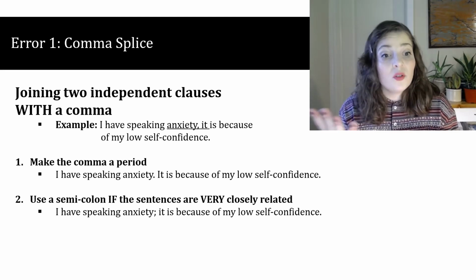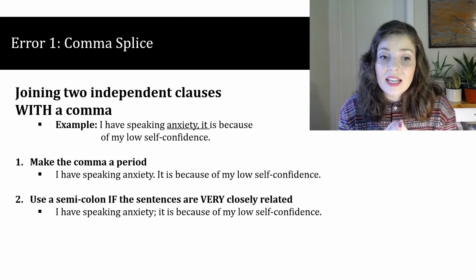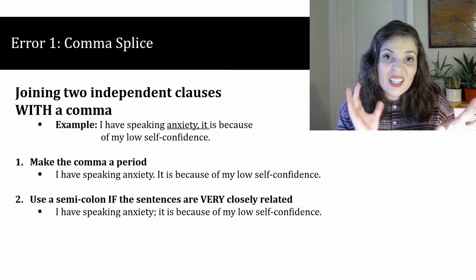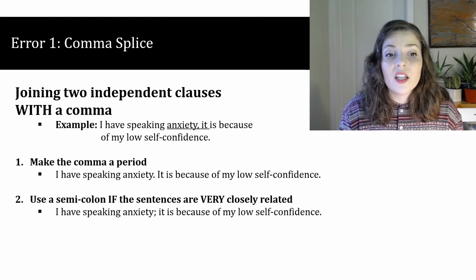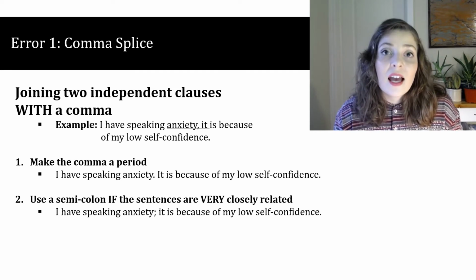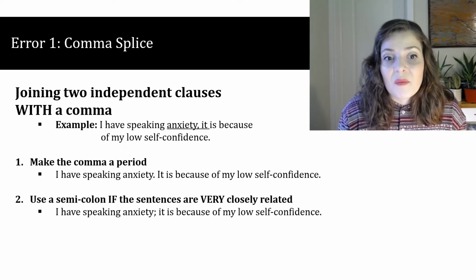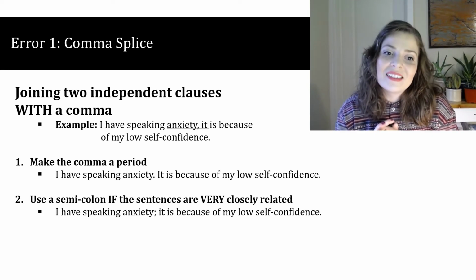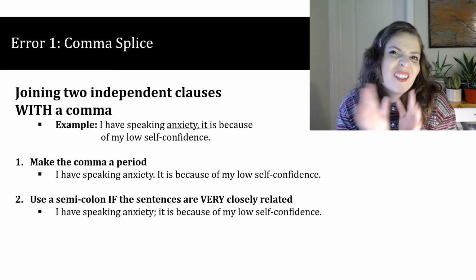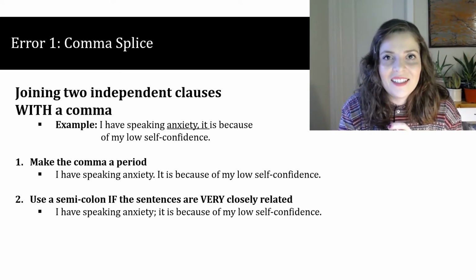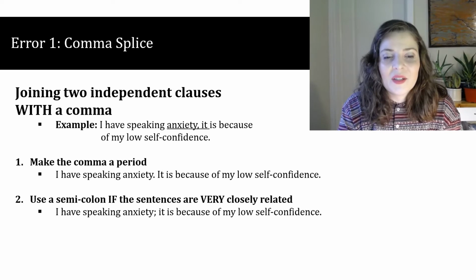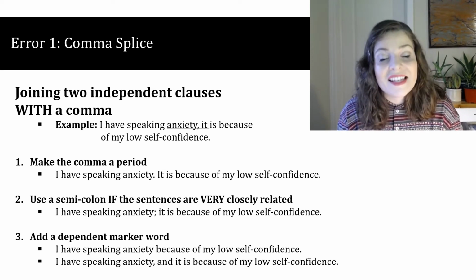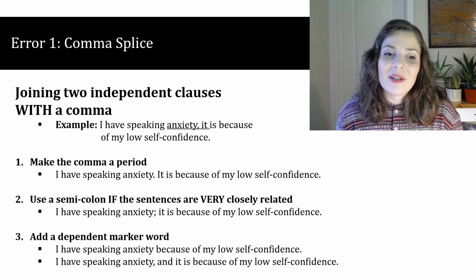So for example, you could say, I have speaking anxiety, semicolon, it is because of my low self-confidence. Because those sentences are pretty closely related, that works. You wouldn't want to say something like, I have speaking anxiety. My friends laugh at me because I get nervous. Those are two totally different ideas that you wouldn't want to smush together with a semicolon. You could also think about adding a dependent marker word, those that we talked about on the last slide.